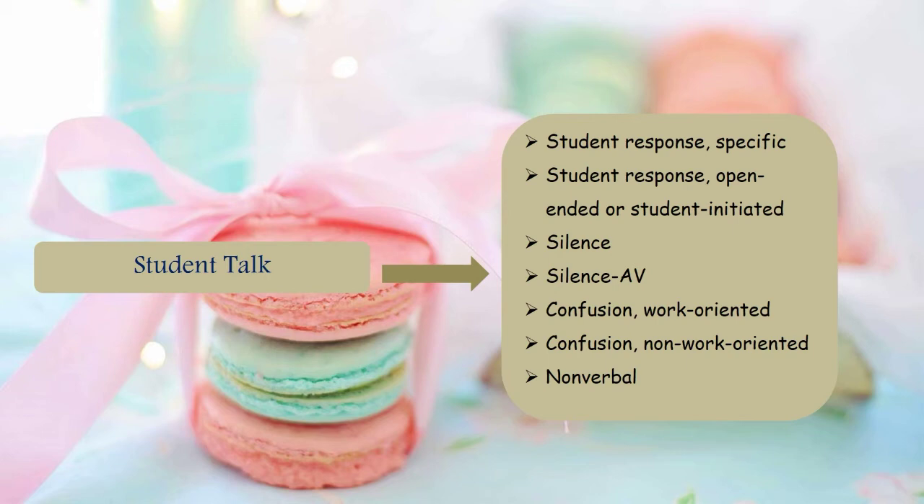The next category of this system is silence. Silence refers to a period of quiet during which no verbal interaction occurred between the teacher and the student. The pauses happened during several conditions in the classroom. The next is silence AV. Silence AV is also one of the categories in the system. This category is different from silence.